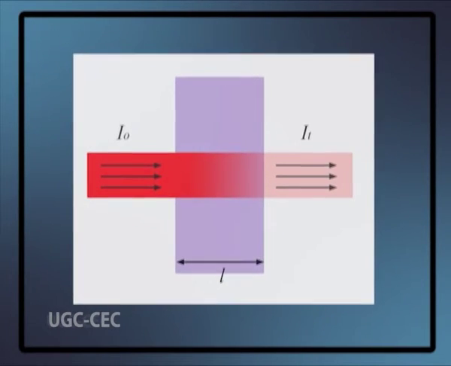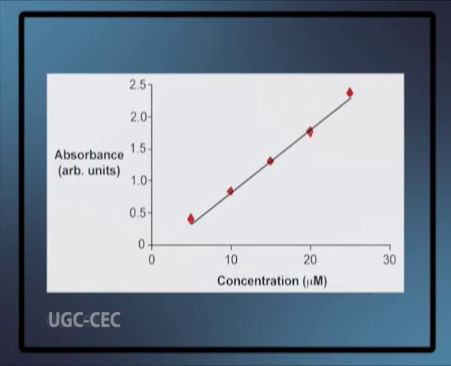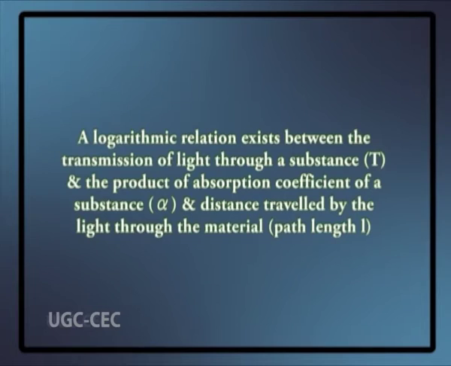Beer-Lambert's law is the linear relationship between the absorbance and concentration of the absorbing sample, that is, a logarithmic relation exists between the transmission of light through a substance, T, and the product of the absorption coefficient of the substance, alpha, and the distance traveled by the light through the material, the path length, L.